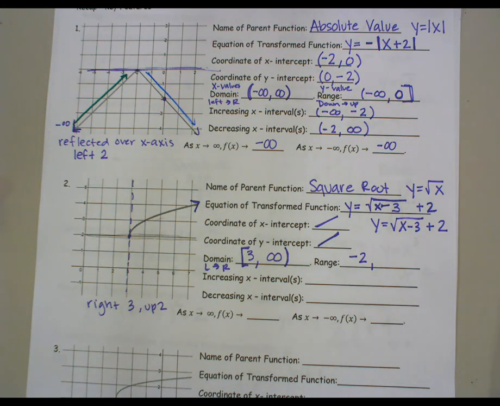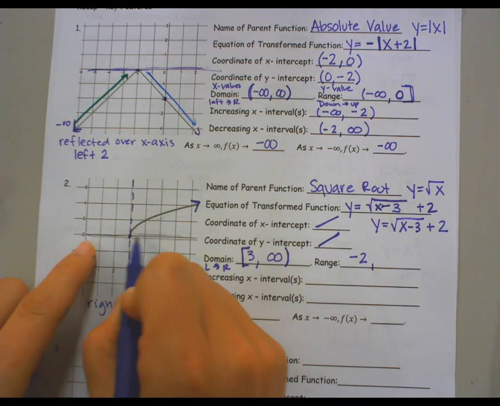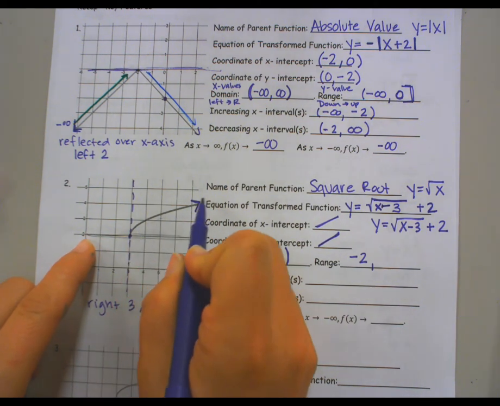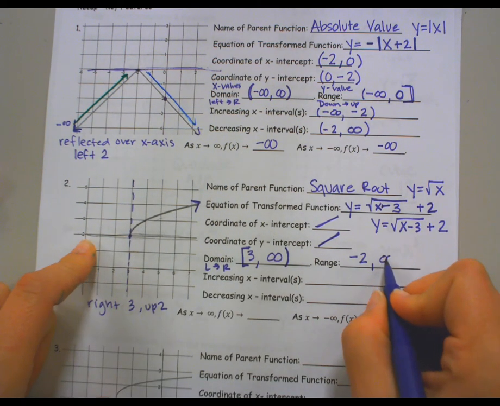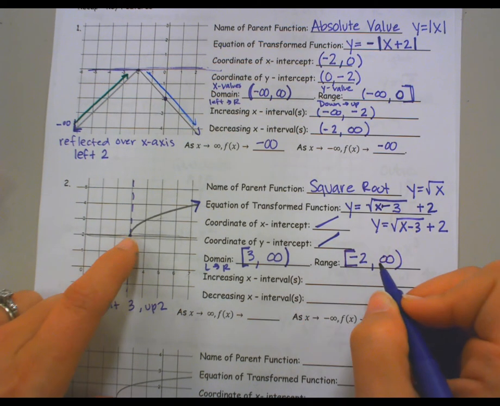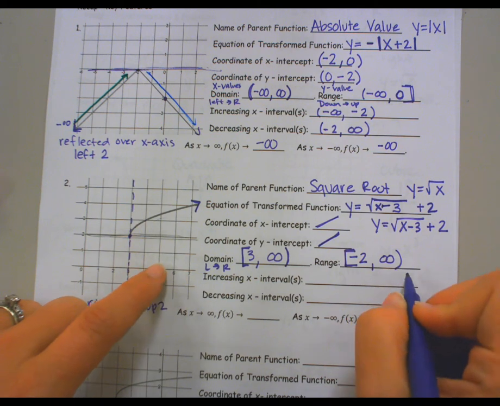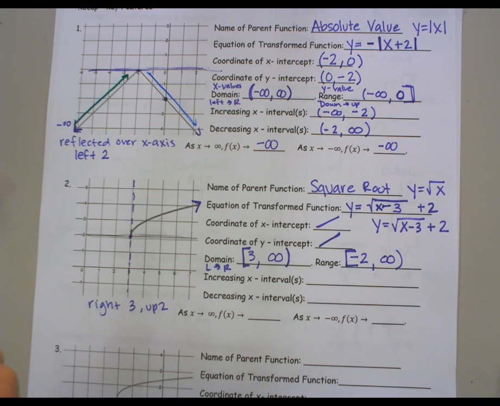Here we are again. Okay, so my range started at -2, my lowest y value, and then it's going up forever and ever and ever. So I go to infinity. Again, my y value, that -2, could be equal. So we'll put a bracket there, and then we always put a parentheses for our range.